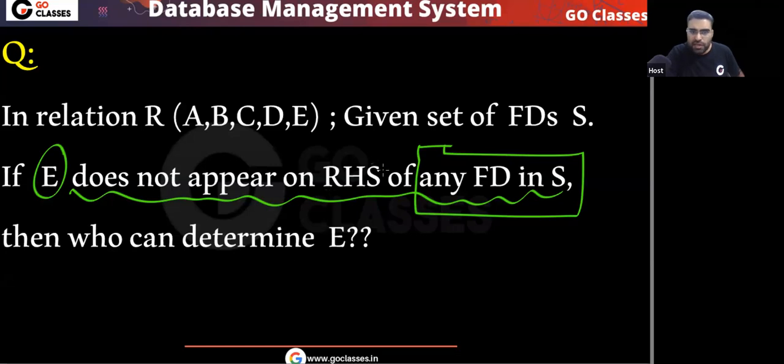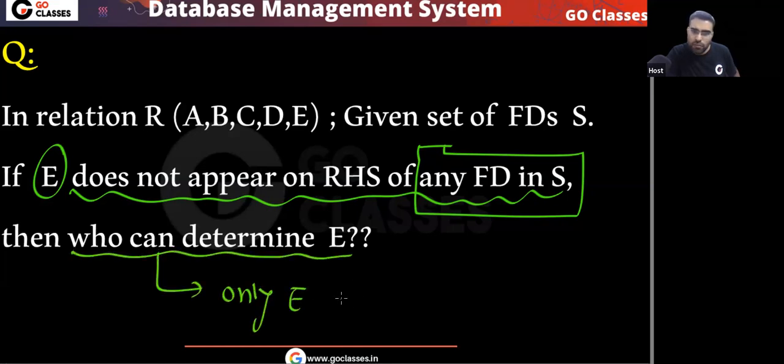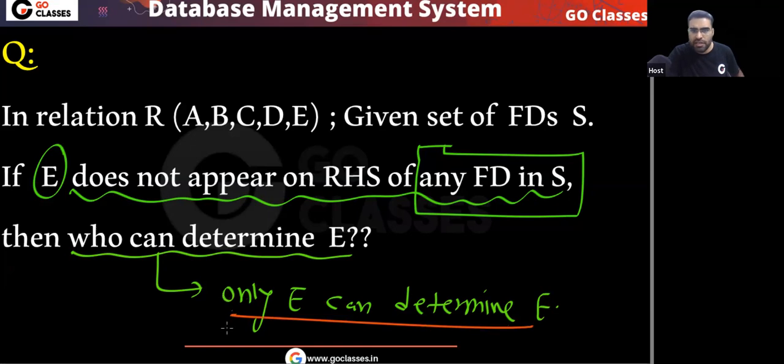So remember, if E is not on the RHS of any FD, then who can determine E? Only E can determine E. No one else can bring E. Yes or no? So only E can bring E.